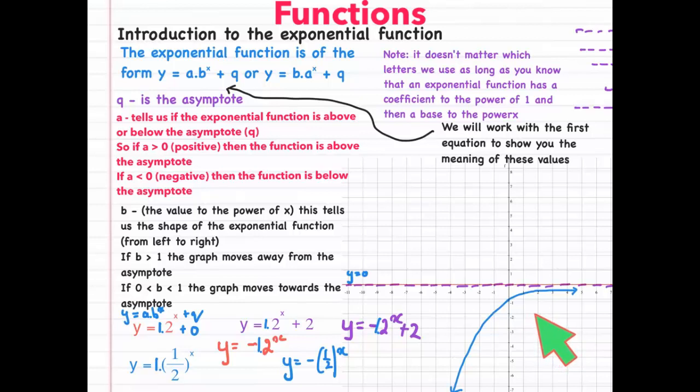So you just have to remember exponential functions are of the form a times b to the power of x plus q. q tells us where the asymptote is. a tells us if the function is above or below the asymptote. And the base that is to the power of x, that b, tells us what is the shape of the graph. Does it move towards the asymptote or away from the asymptote? So work through this lesson. There's a couple of interesting and important things to remember, and then we will go and look at how to draw it in the next lesson.